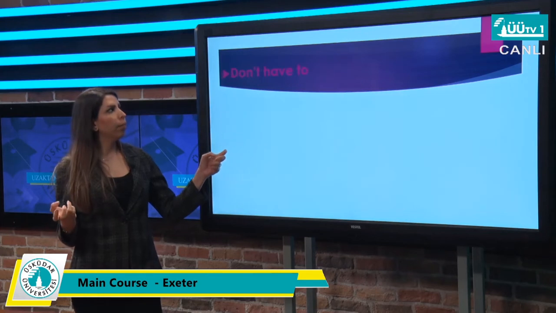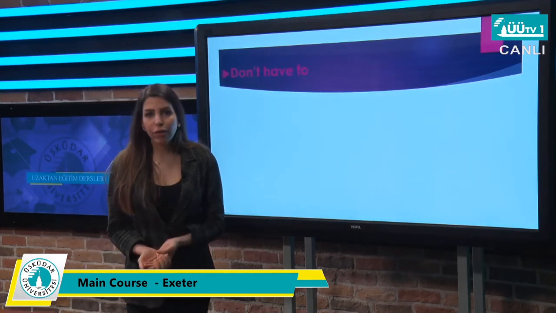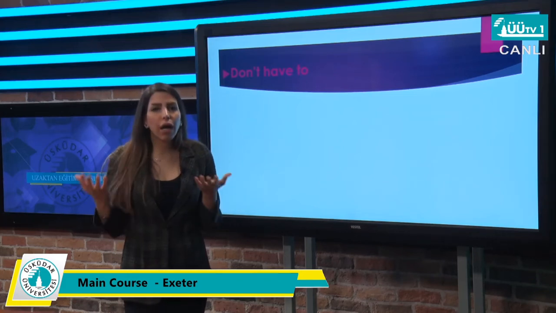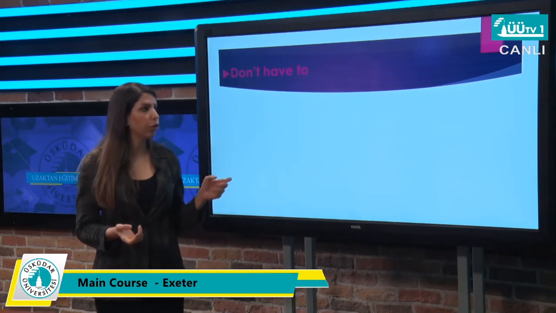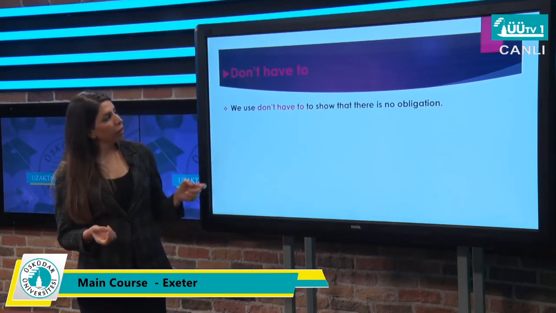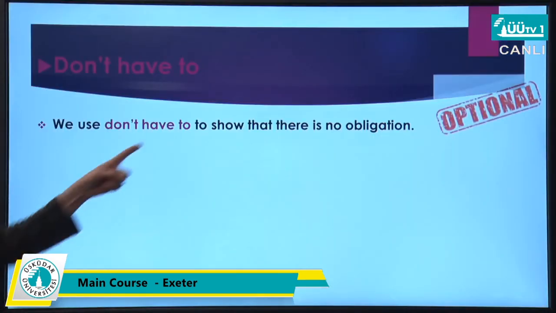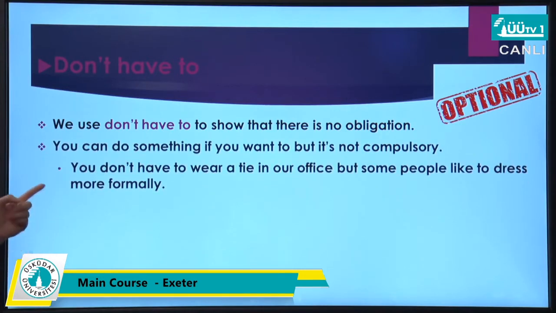Obligations. But don't have to. What do you think? Here, there is no obligation anymore. It is totally optional cases. It depends on you. We use don't have to show that there is no obligation. See? There are optional choices here. You can do something if you want to, but it's not necessary.